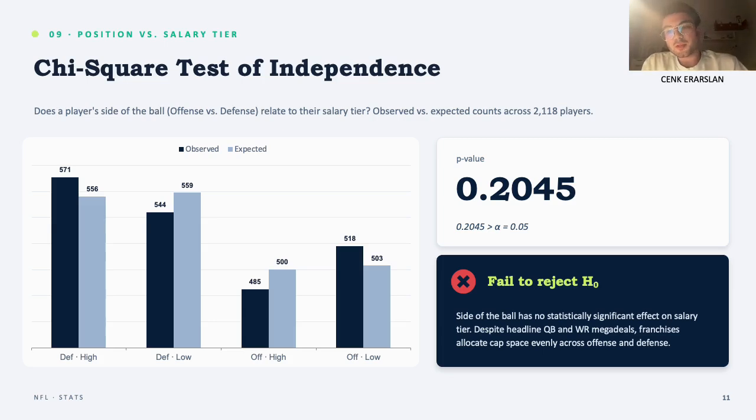In this slide, we used a chi-square test of independence to see if a player's side of the ball influences their salary tier. As you can see here, our p-value came out above our alpha level, and we failed to reject the null hypothesis. Ultimately, a player's side of the ball has no statistically significant effect on their salary tier.